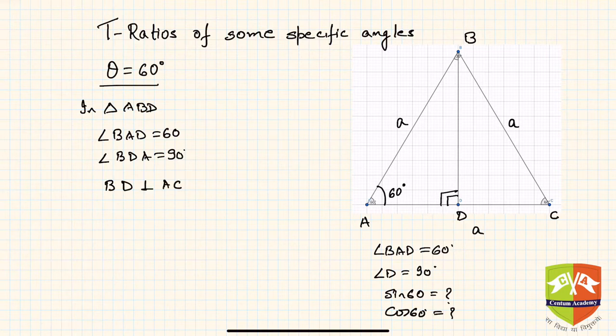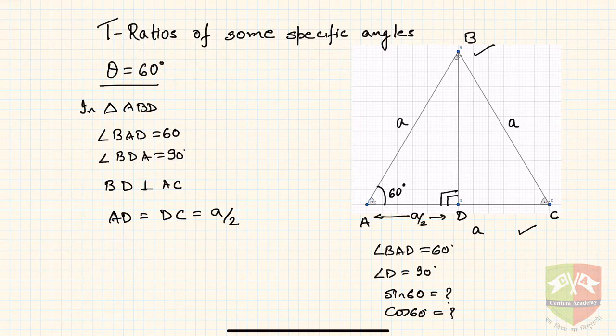Now if you drop a perpendicular from one of the vertices of an equilateral triangle onto the opposite side, we know that that perpendicular is going to bisect the opposite side. So hence we can say AD is equal to DC is equal to A by 2, right? So a perpendicular dropped from a vertex onto the opposite side bisects the opposite side in an equilateral triangle. So AD is equal to A by 2.